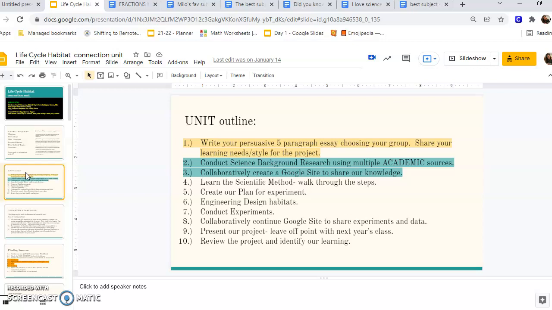Learn the scientific method. Create a plan for an experiment because they are actually going to attempt to breed these animals in our classroom. Engineering design habitats that would allow for that to happen, because traditional tanks don't necessarily meet the same adaptations and needs of animals when they're in that stage that they're going to be breeding. Conduct the actual experiment of whether or not the breeding rates in our habitats would exceed that of wild animals, and then collaboratively continue that Google site to share their experiment and data, and then present that in a citizen science project. So this is completely designed by students.